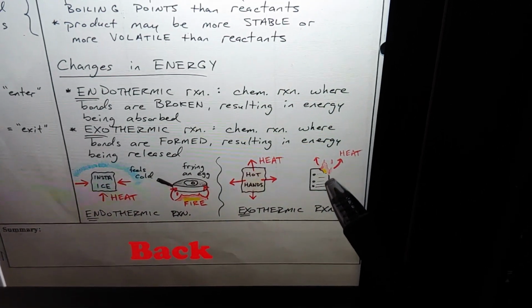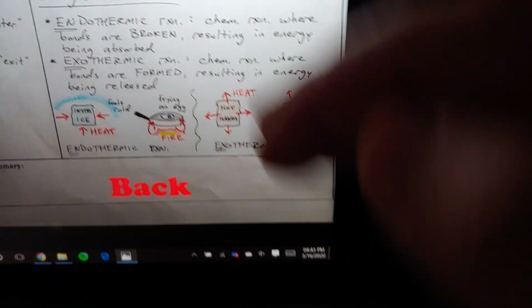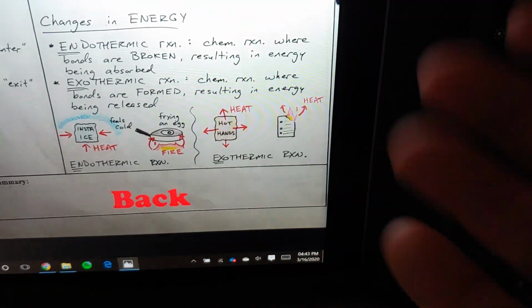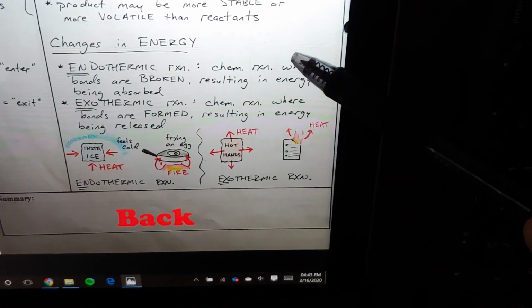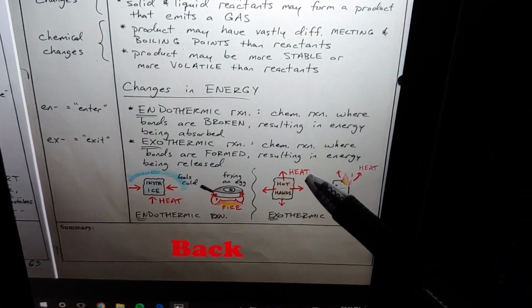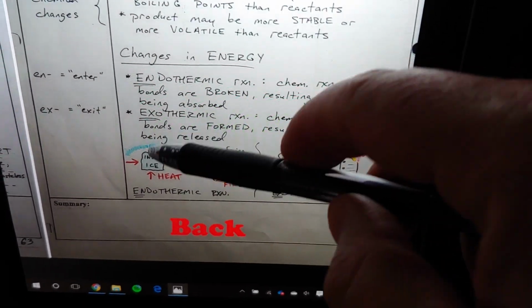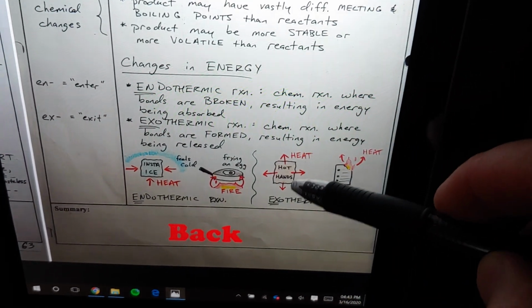An example of an exothermic reaction would be if you burn paper. If you burn paper and you put your hand above it, you feel the heat hitting your hand because heat is exiting. So those are the two different ways that energy will be exhibited in a chemical reaction. Is heat entering the reaction or is heat exiting?